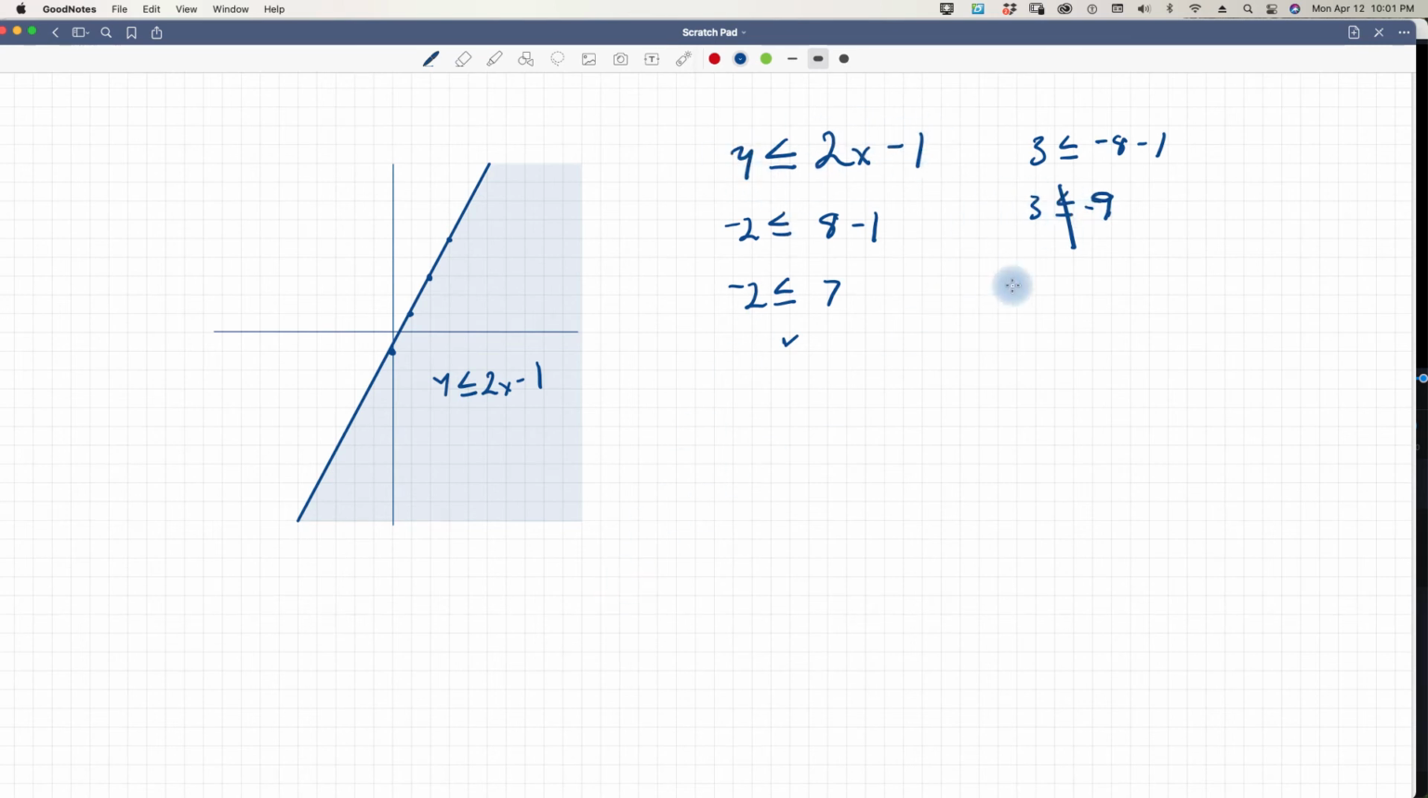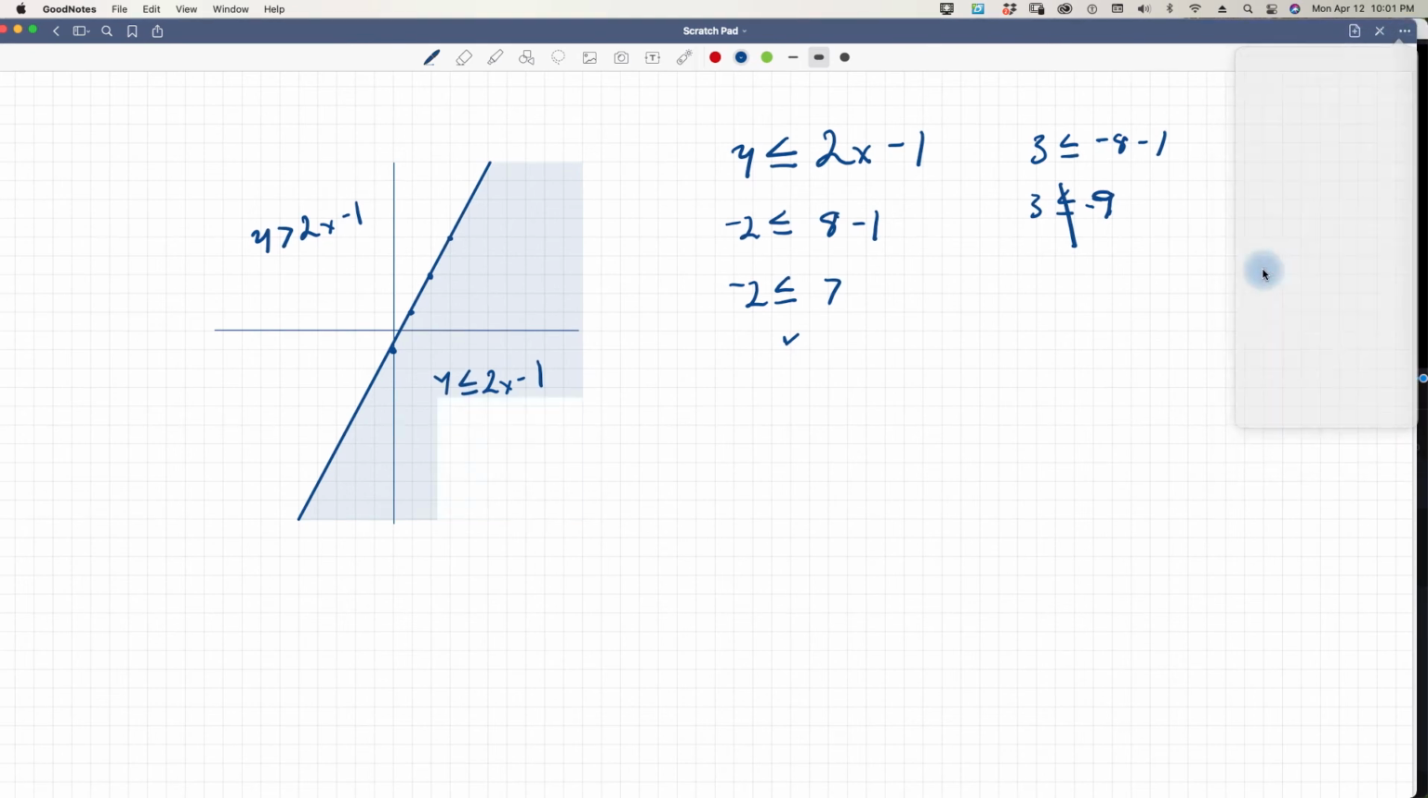Okay? You could even say over here, y is greater than 2x minus 1, because it's the opposite of less than or equal to, is greater than. Okay? All right, so we have one more.